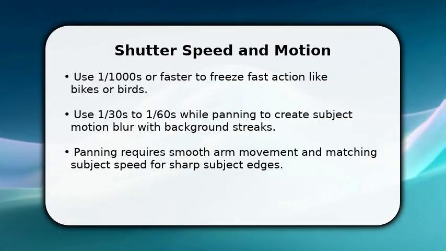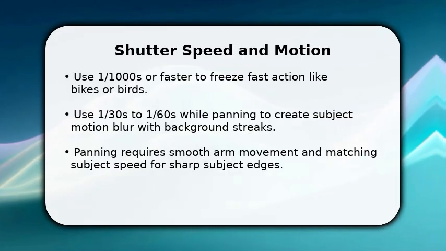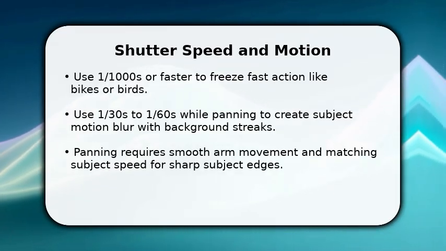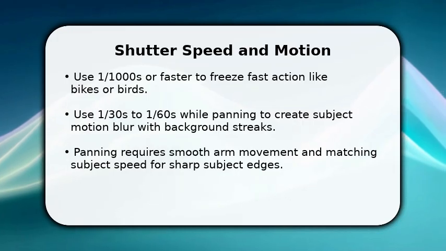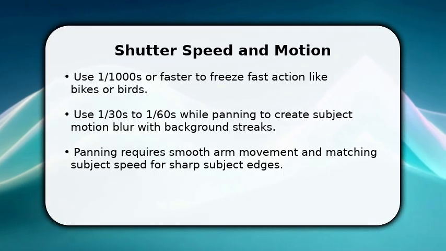Start by choosing shutter speed to control motion capture deliberately. Use 1/1000s or faster to freeze fast action like bikes or birds. For creative blur, use slower speeds such as 1/30s to 1/60 while panning the camera smoothly.